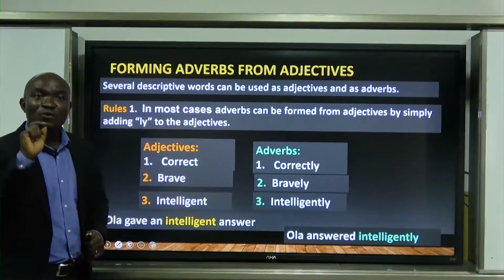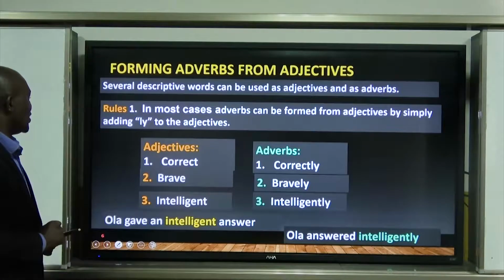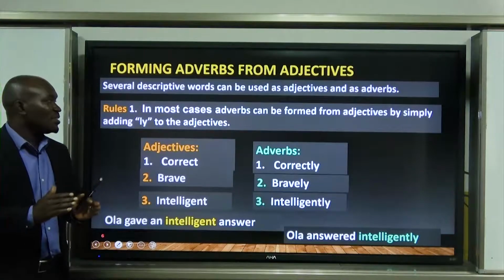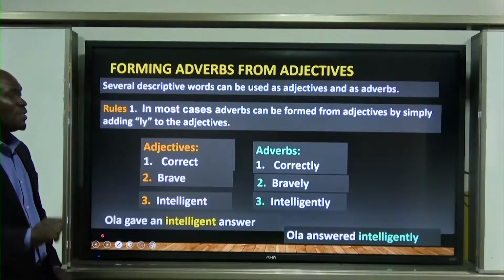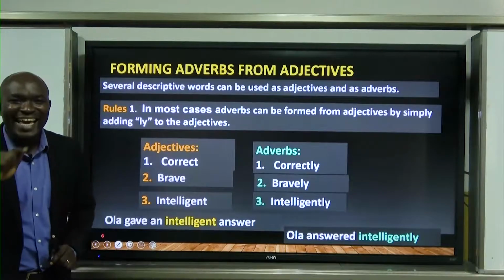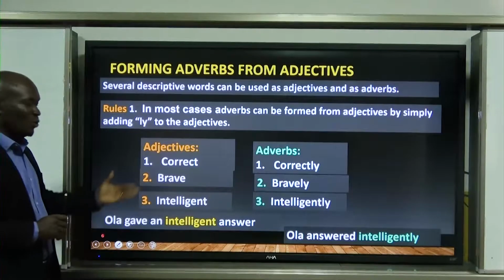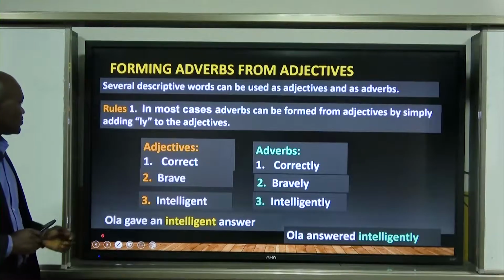Adverbs. If you follow these simple rules. Rule number one: adverbs can be formed from adjectives by simply adding the suffix ly. Simply adding the suffix what? Ly. Let's take some examples.